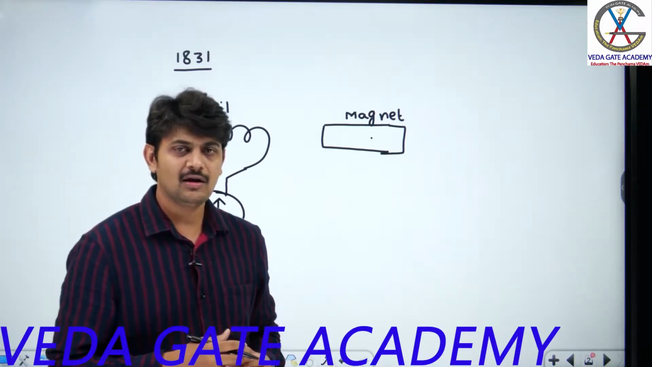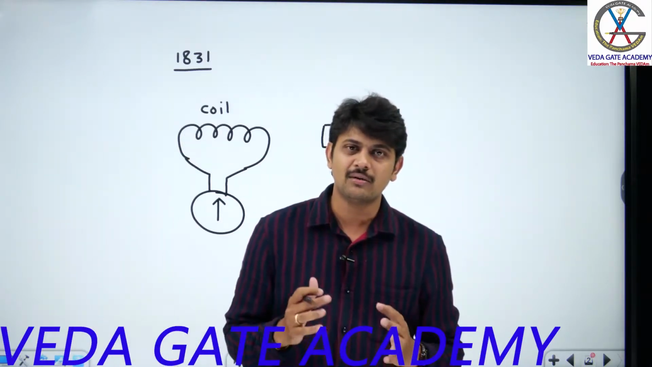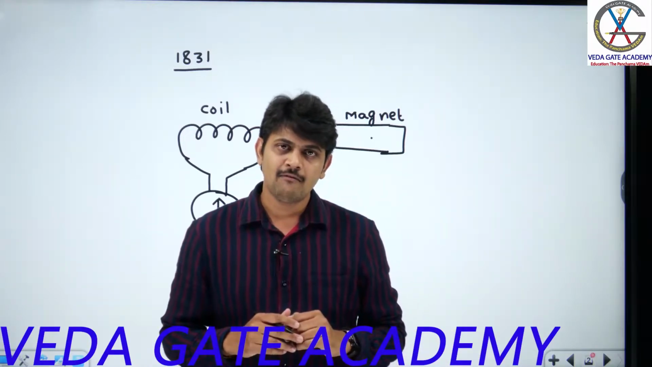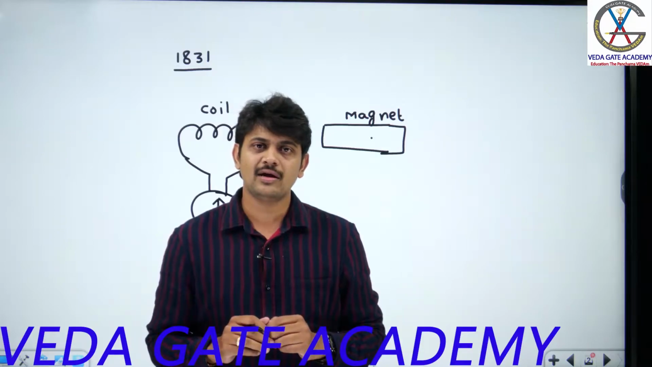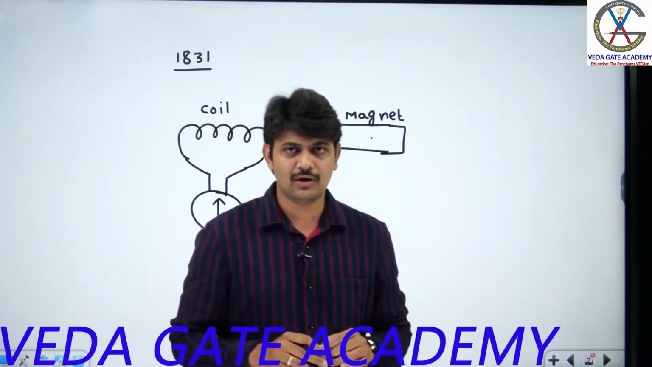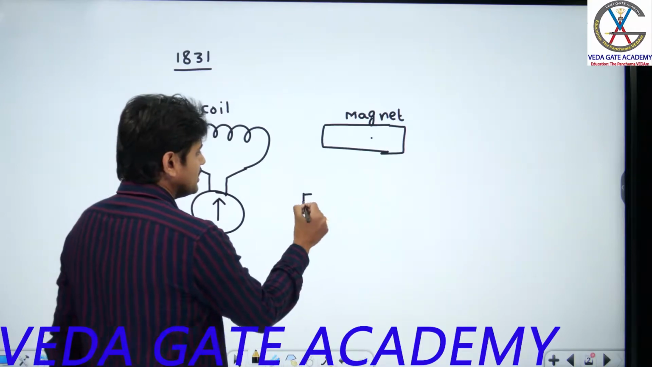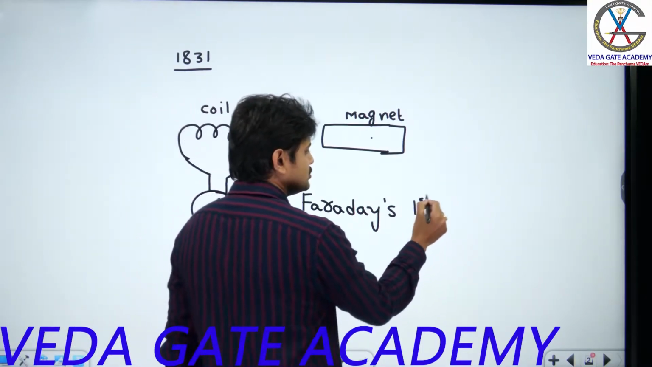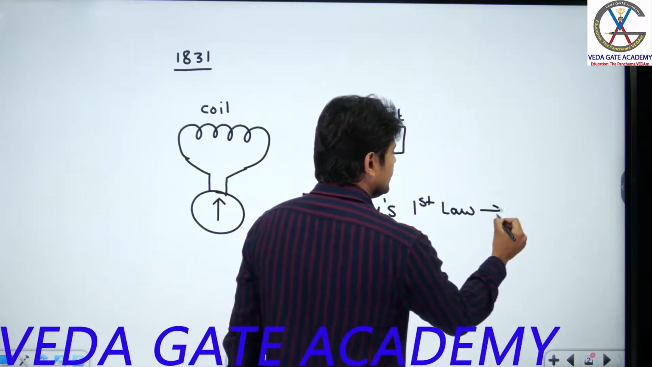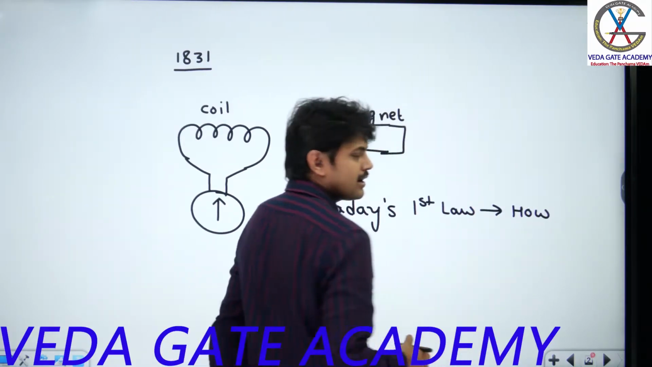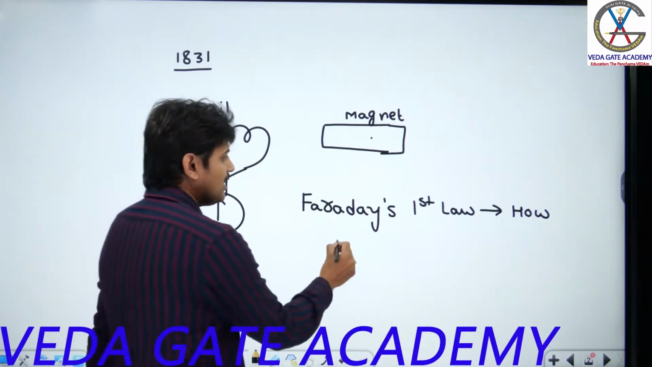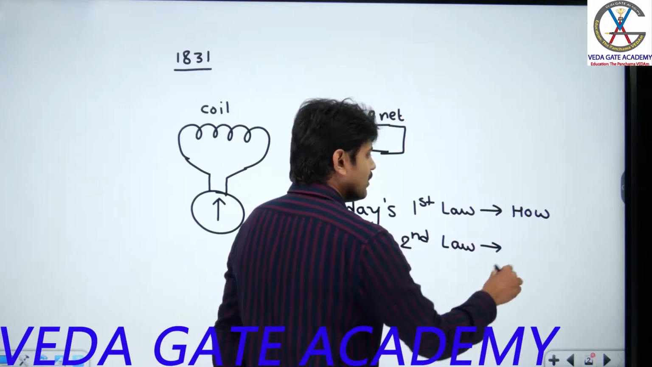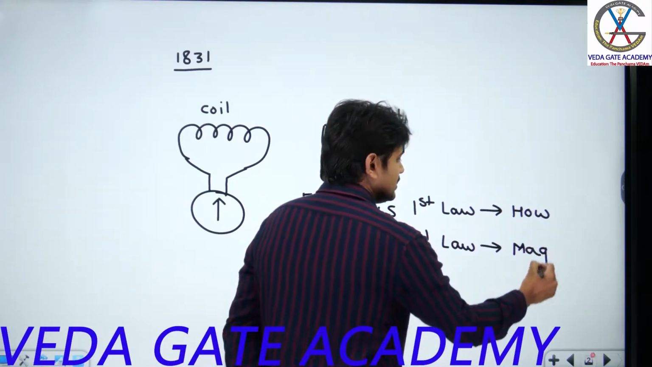Generally, Faraday's first law is used to determine how to produce induced EMF across a conductor or coil, whereas Faraday's second law of electromagnetic induction is used to determine the magnitude of the induced EMF. So Faraday's first law of electromagnetic induction is used to determine how EMF is induced across a conductor or a coil, and Faraday's second law of electromagnetic induction is used to determine the magnitude of that induced EMF.